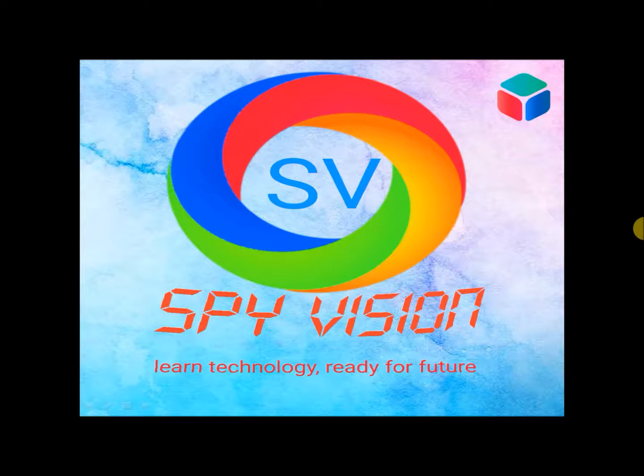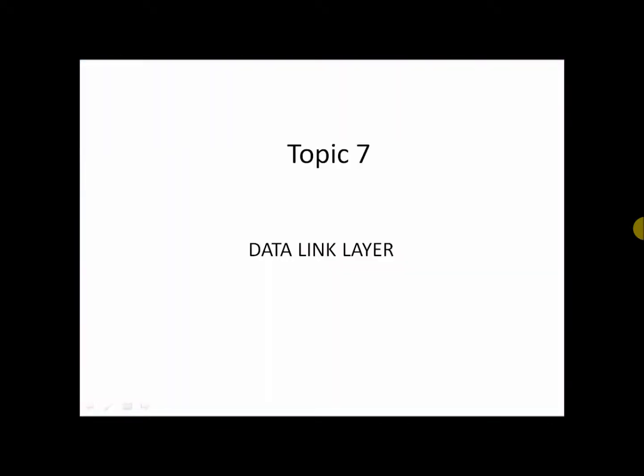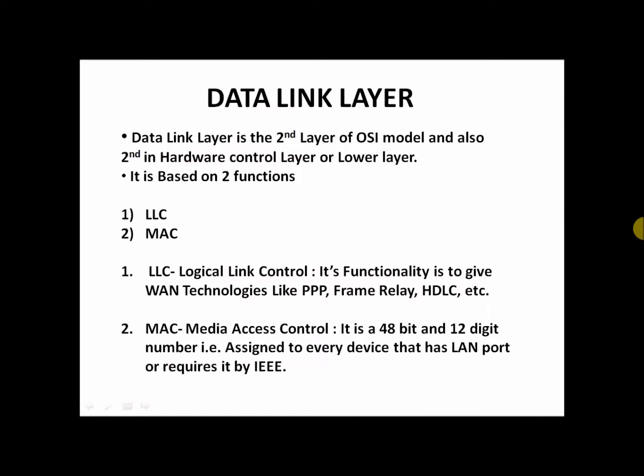So in this video we're going to be discussing the data link layer. The data link layer is the second layer of the OSI model and is also the second layer of the hardware control layer. Just like the network layer, the data link layer is the second one. It is basically based on two functions, that is LLC and MAC. LLC means logical link control and MAC means media access control.